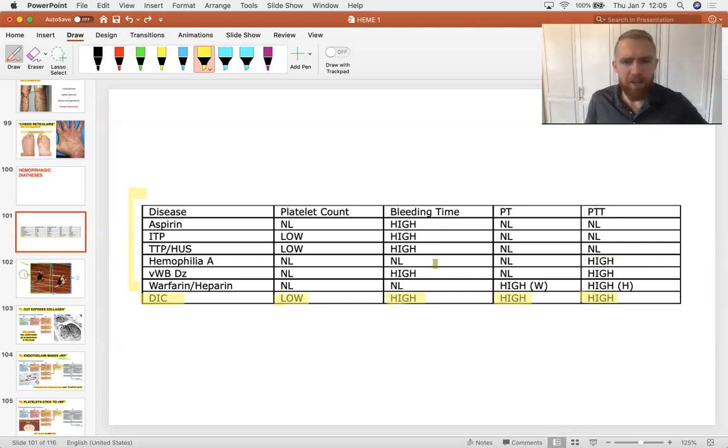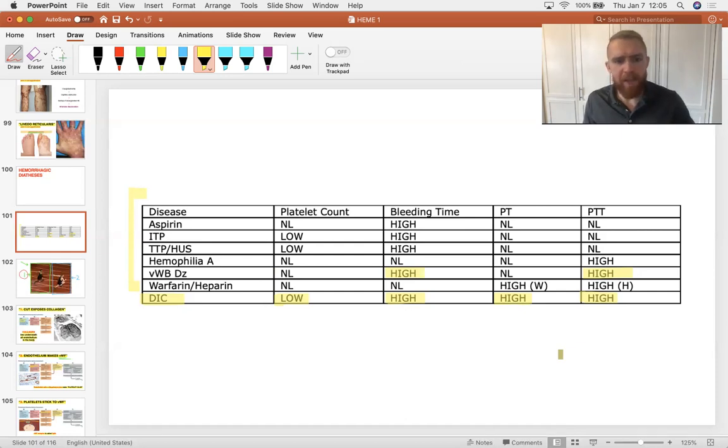We talk about von Willebrand's disease, in which you've got a factor 8 deficiency, but also a von Willebrand factor deficiency. So that slight factor 8 deficiency means you've got an intrinsic pathway problem. So PTT can be prolonged, but nothing to do with extrinsic, so that's normal. And then because you have a von Willebrand factor problem, platelets are not going to be able to stick to injured endothelium, so bleeding time is prolonged, but there's a normal platelet count. It's not a platelet problem, it's an adhesion problem. So that's von Willebrand disease.